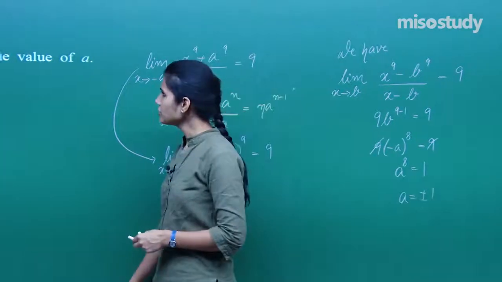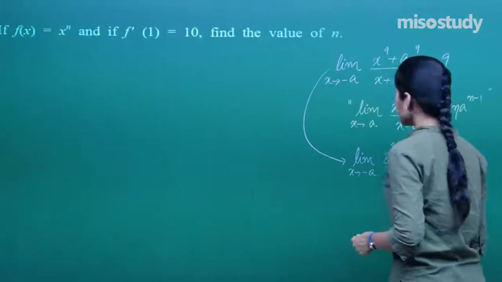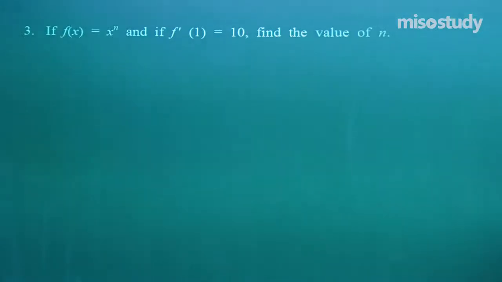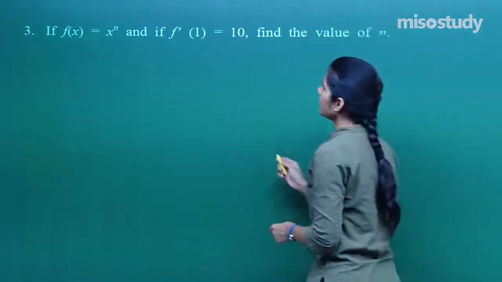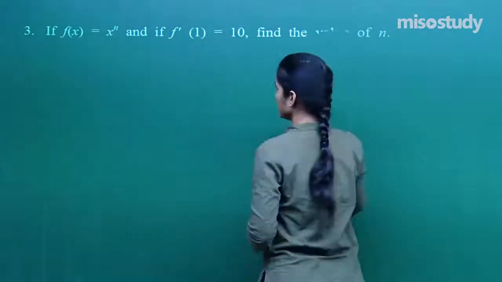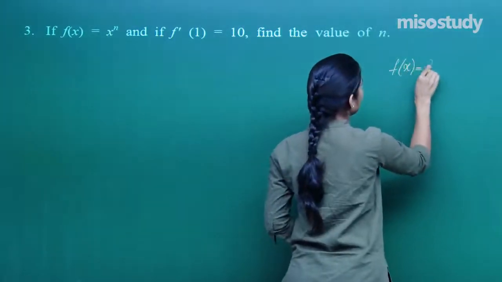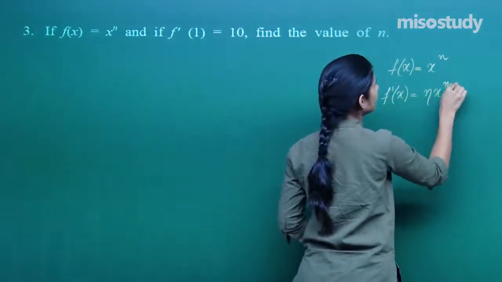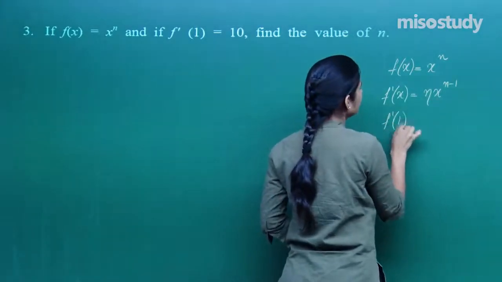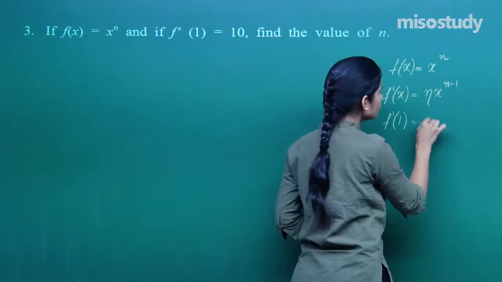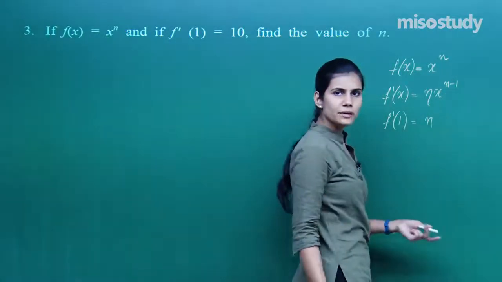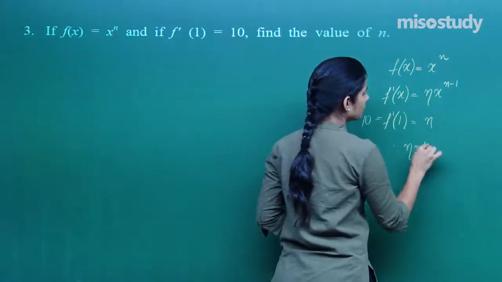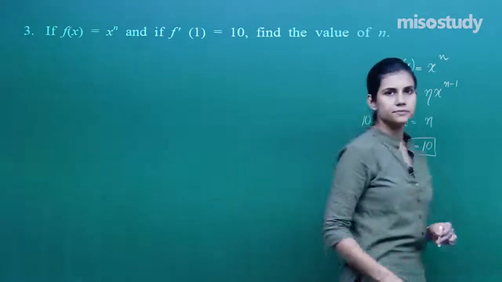Clear? Next question. If fx is x to the power n and f dash 1 is given to be 10, find the value of n. Okay, so in here fx is given to be x to the power n and f dash's value at 1 is given. In general, if fx is given to me as x to the power n, then f dash x for any x comes out to be n x to the power n minus 1. In particular, f dash 1 will be n into 1 to the power n minus 1, 1 to the power n minus 1 is 1, and f dash 1 is given to me as 10, and therefore directly I have got the value of n as 10.